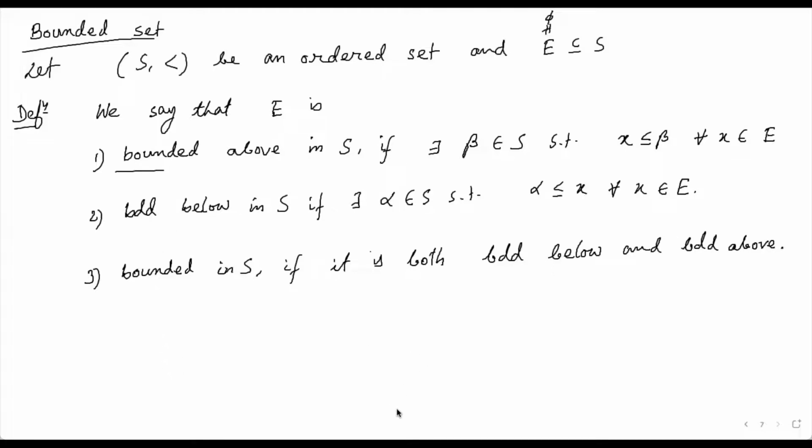So here, let me write. Such a beta in S satisfying this inequality we call an upper bound of E. Such a beta is called an upper bound of E, and similarly such an alpha is called a lower bound of E.